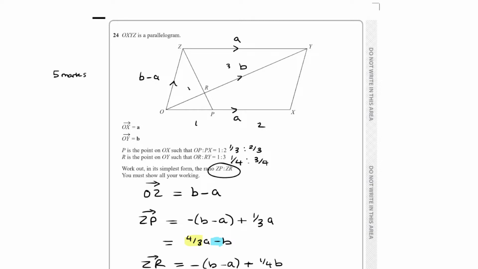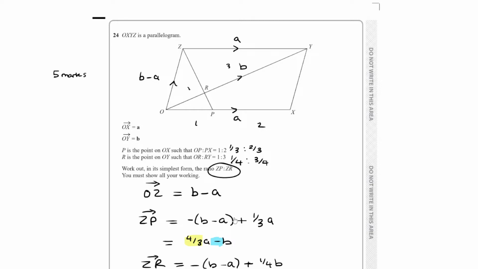The first mark is for process to find a missing vector using given ratios. So OX or OY. Where's that? Oh, I guess that was my 1/3 A or 1/4 B. That's one mark. Another mark is for process to find OZ or ZO, or this side here, XY. That's all the same. So that's the second mark. So no, you wouldn't get a mark for just writing A up here, if that makes sense. That wouldn't be enough for a mark.